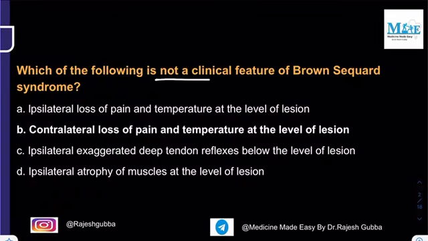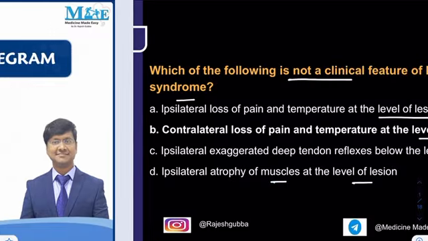Which of the following is not the clinical feature of the Brown-Sequard syndrome? The options are: ipsilateral loss of pain and temperature at the level of lesion; contralateral loss of pain and temperature at the level of lesion; ipsilateral exaggerated deep tendon reflexes below the level of lesion; ipsilateral atrophy of the muscles at the level of lesion. Brown-Sequard syndrome is a very important question, and in this session, all the questions are related to spinal cord disorders. So first of all, what exactly is Brown-Sequard syndrome?